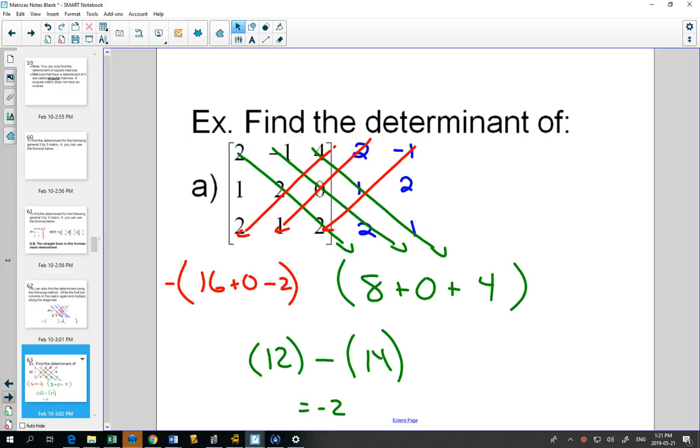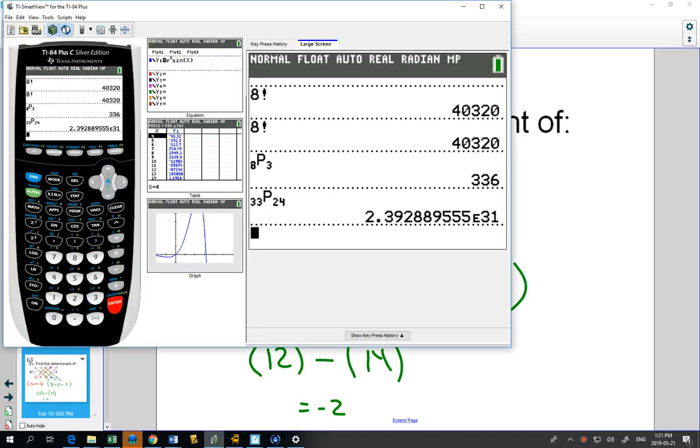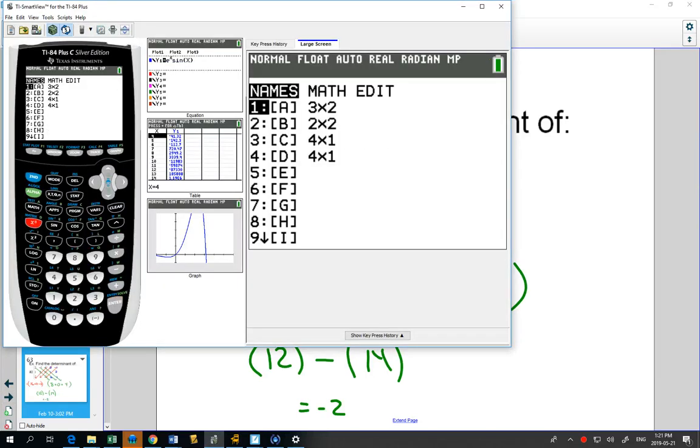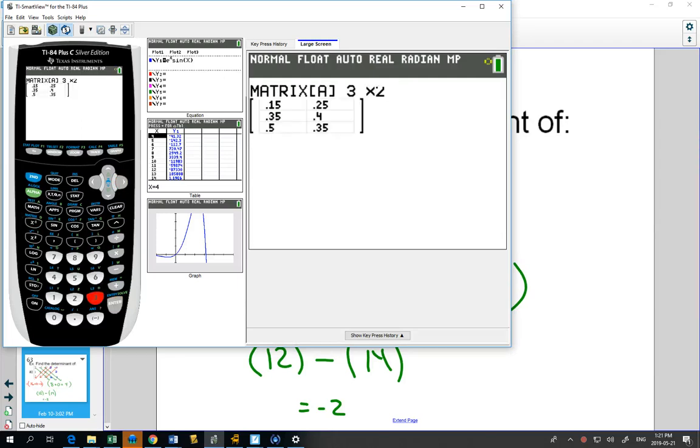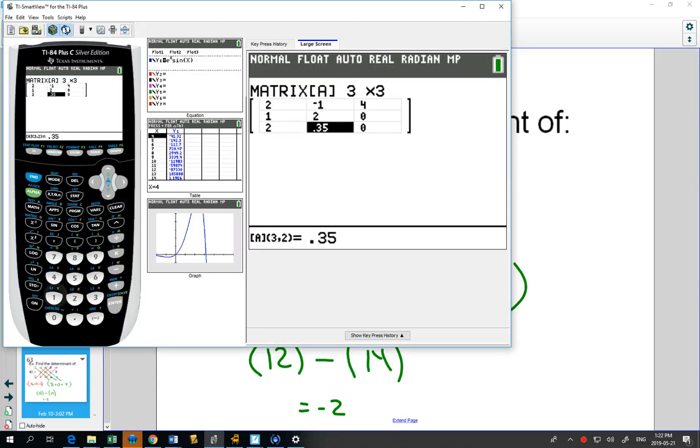Now we're going to type this 3 by 3 matrix into our calculator. So go to your calculator, second matrix, over to edit, and plug these values in. 2, negative 1, 4. 1, 2, 0. 2, 1, 2. So we've got our matrix set in there in A.